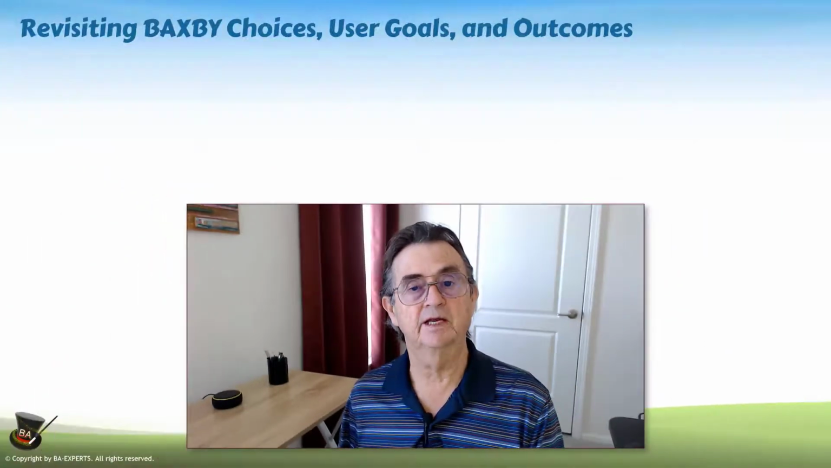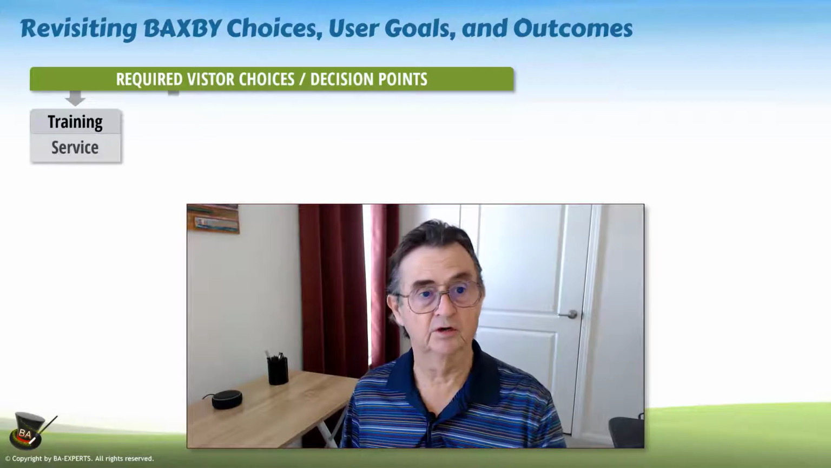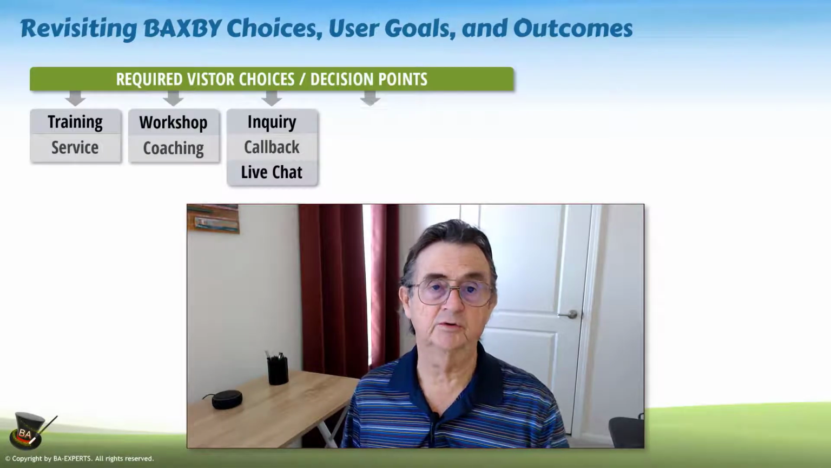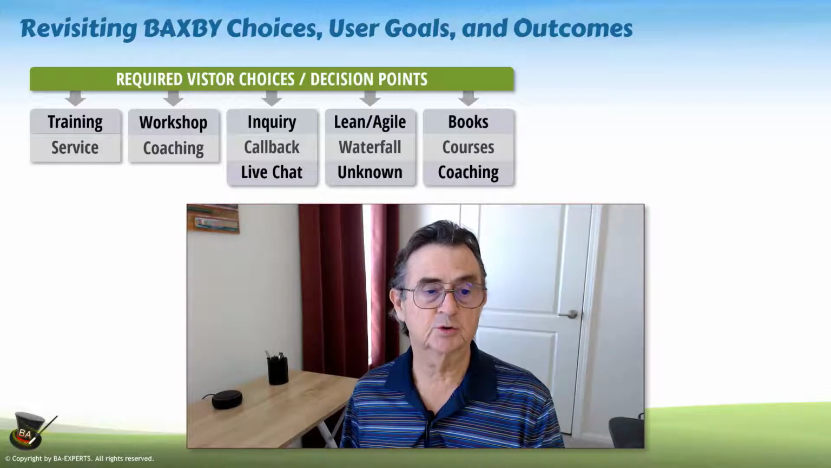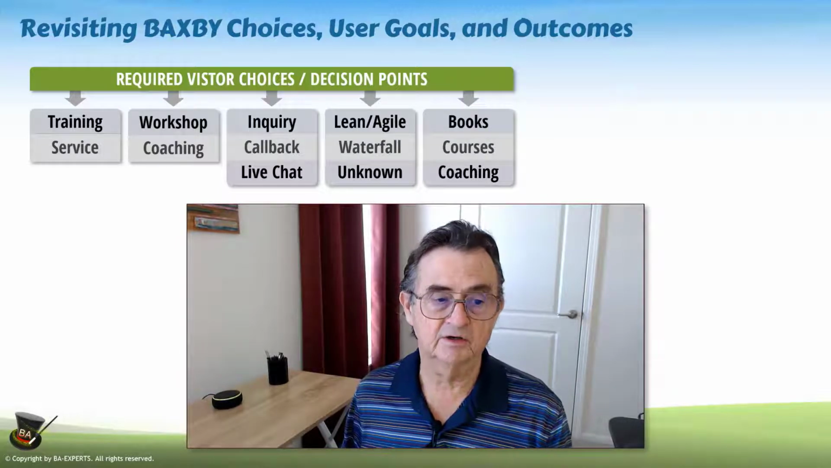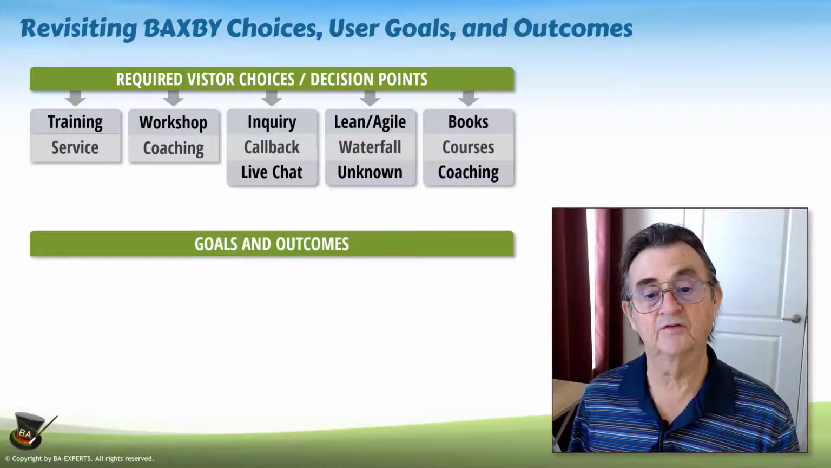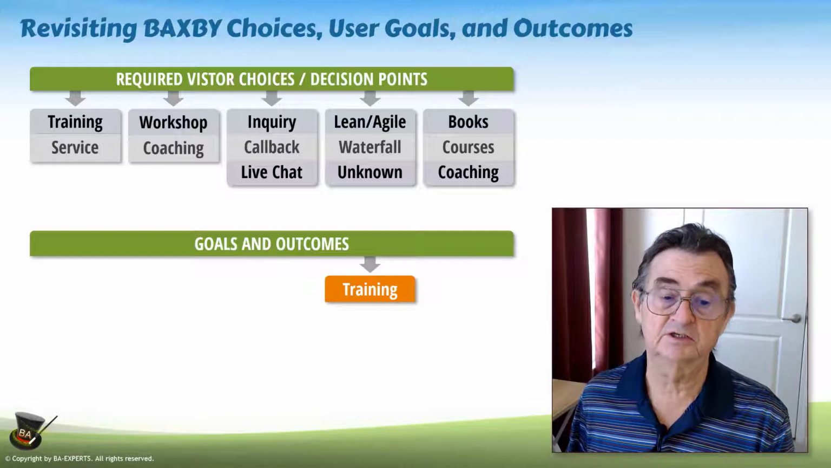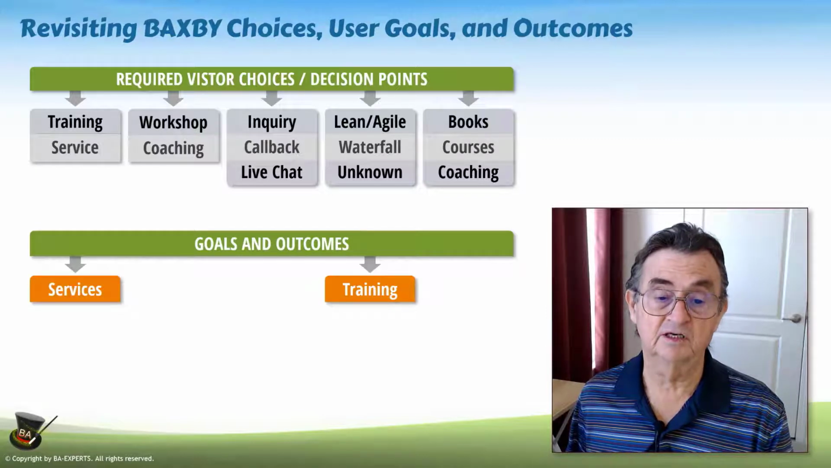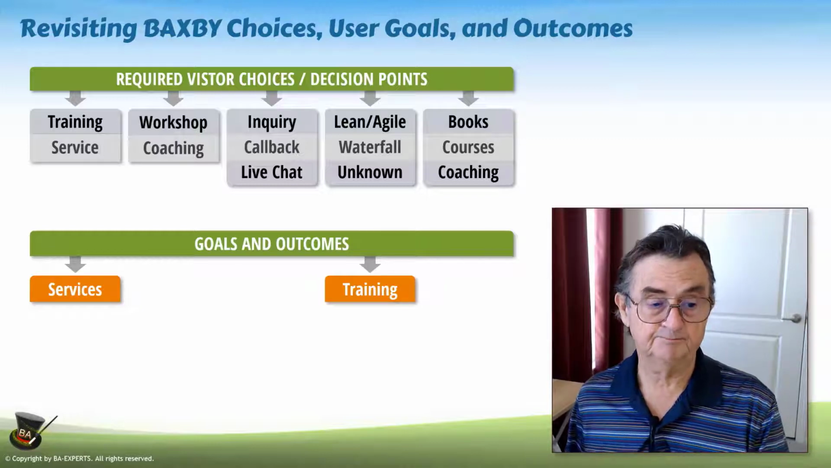If we went back real quick for a review of the goals, the choices, the outcomes that we had identified in the previous section, we recognized that we had a bunch of visitor choices: learning or getting help, workshop or coaching, inquiry or callback, and things. So we have all of these visitor choices, and we are ultimately trying to satisfy the user's goal of either learning how to do business analysis or looking for how to get a specific deliverable or a specific business analysis task completed, which we call services versus training.